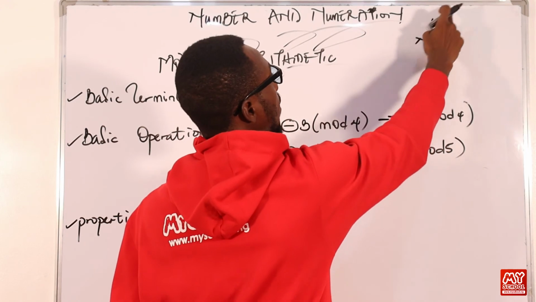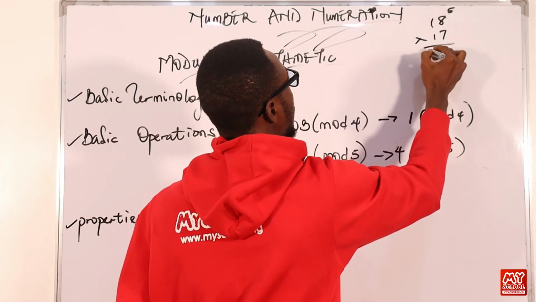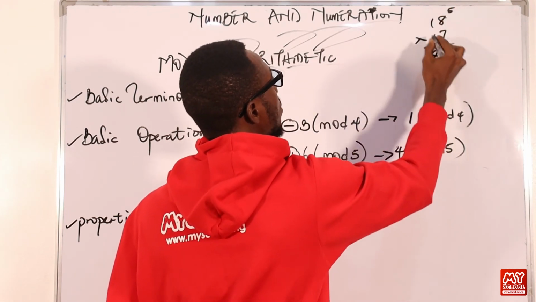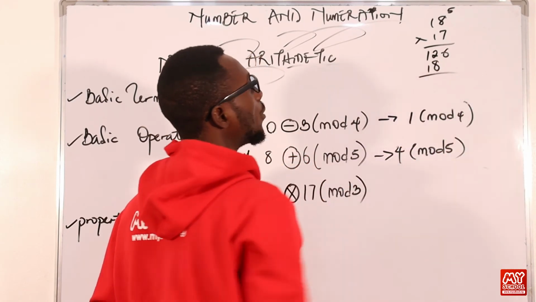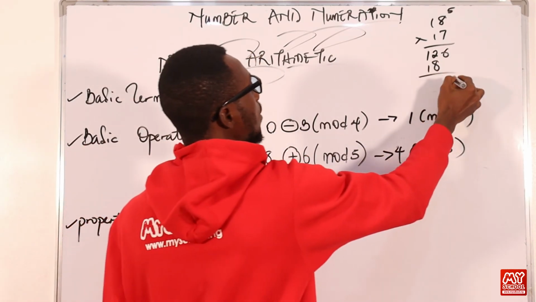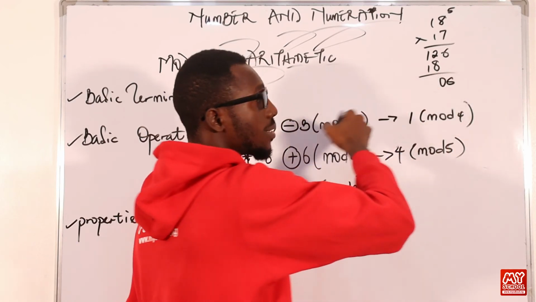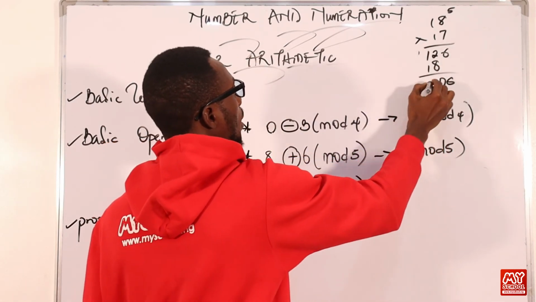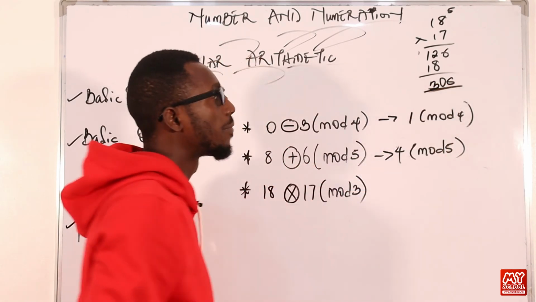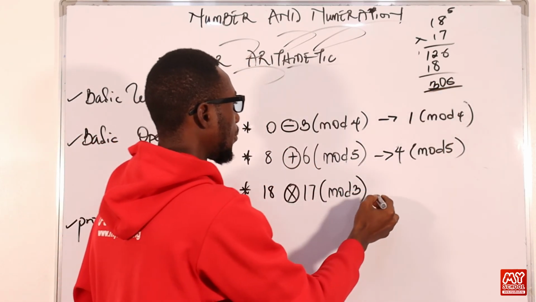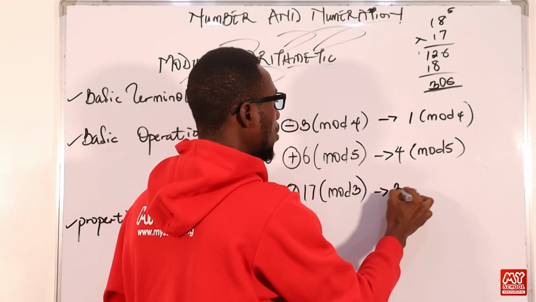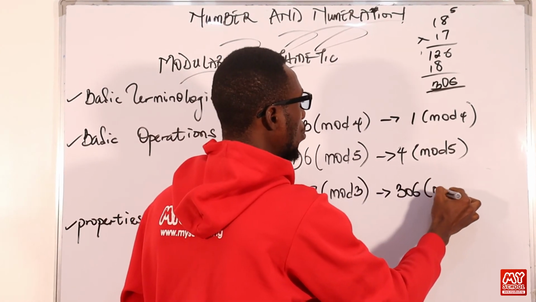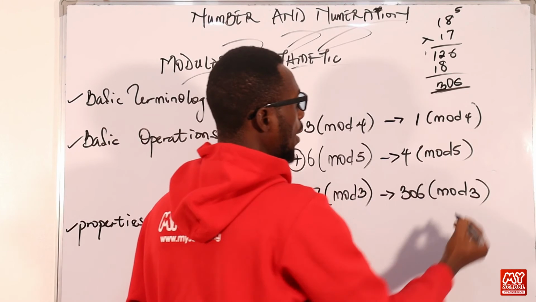7 times 1, that is 7 plus 5, that makes 12. 1 times 8, I have 8. 1 times 1, I have 1. Right, so I have 6. 2 plus 8, that is 10. Right, 0, I lift 1. 1 plus 1, 2 plus 1, that is 3. So I have 306. So that is 306 in modulo 3.